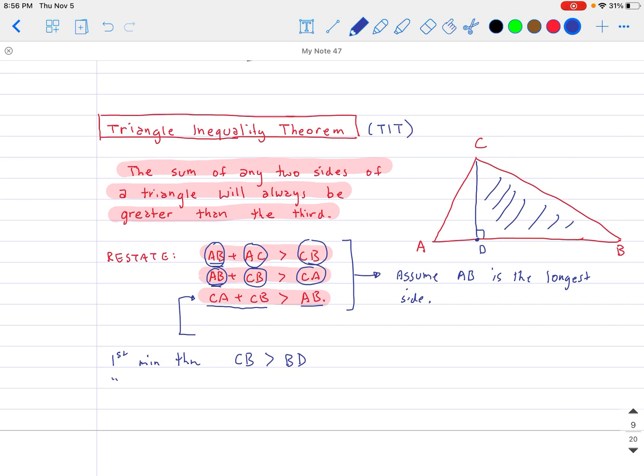Similarly, by the first minimum theorem, I can also say that CA on the other triangle over here, which I will color for you right there, is greater than AD, because once again CA is the hypotenuse. Taking those two inequalities, if I add them together using the addition property of inequality, we get CB plus CA, which is what I want to prove, is greater than BD plus AD. And BD plus AD, according to the segment addition postulate, is the same thing as AB. So by substitution, in the very end, CB plus CA is greater than AB. And there you go. That's our proof.